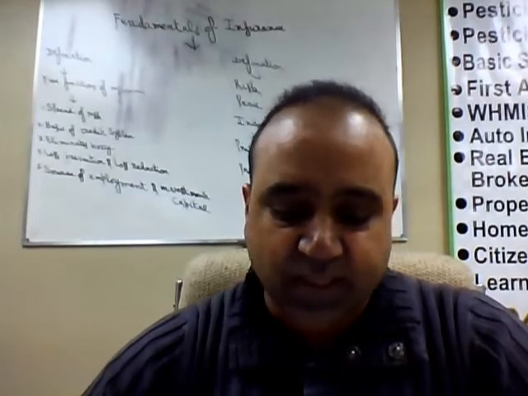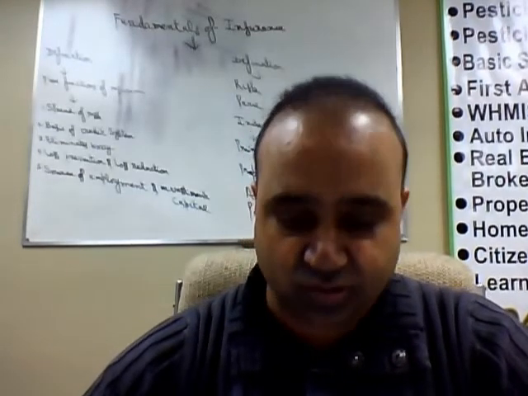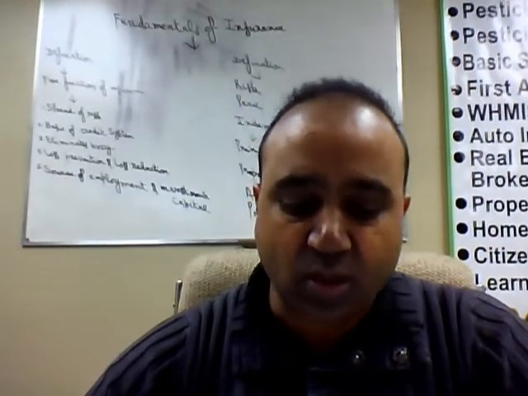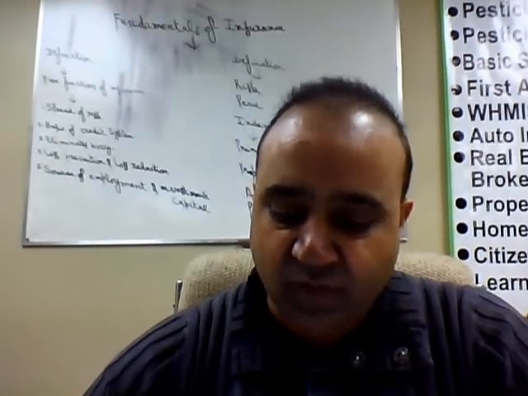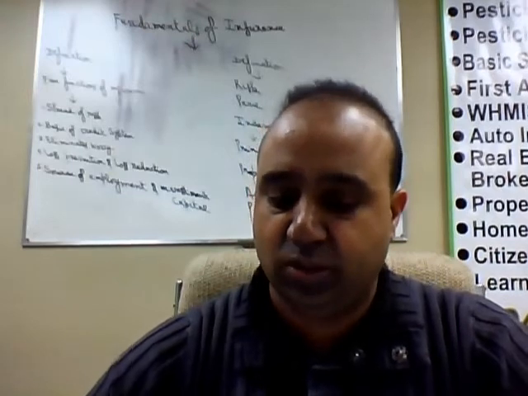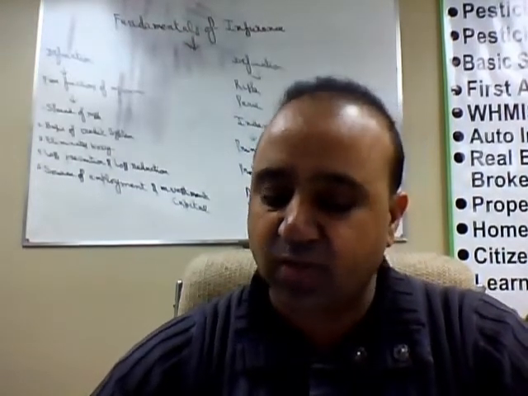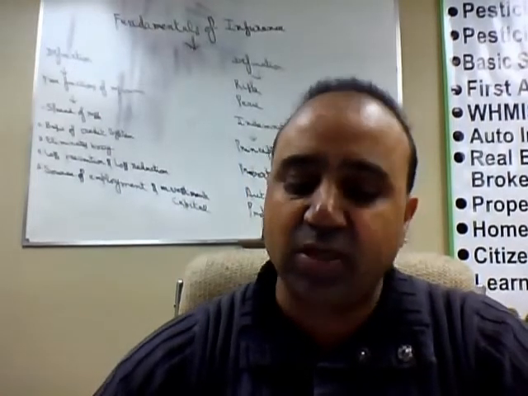Then there is a definition of insurance in the Insurance Act. So there are 5 major points. Number 1, agreement between insurer and insured. So this is an agreement between insurer and insured. So insurer means insurance company.